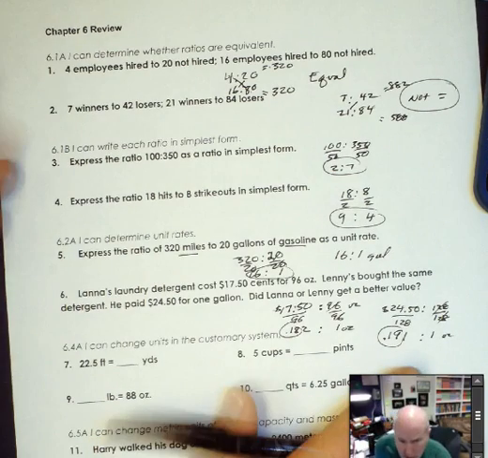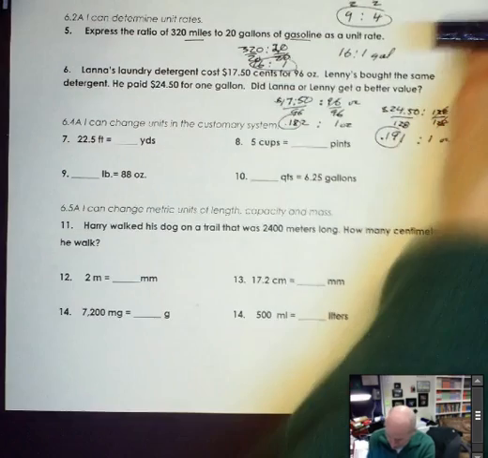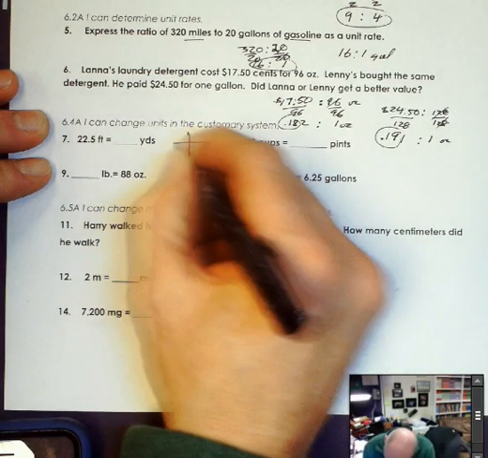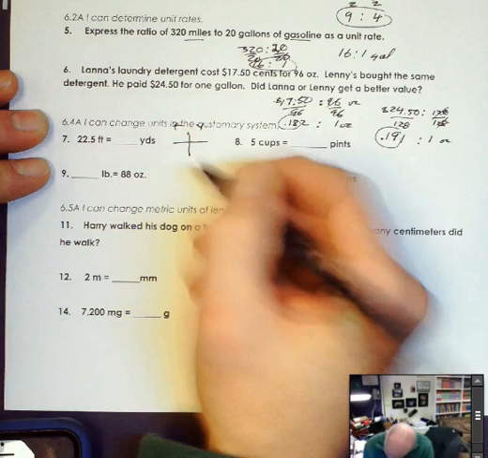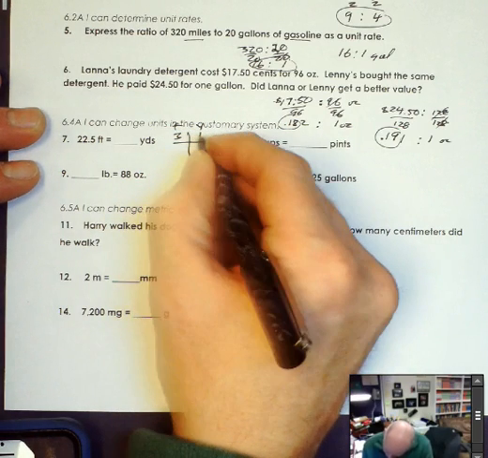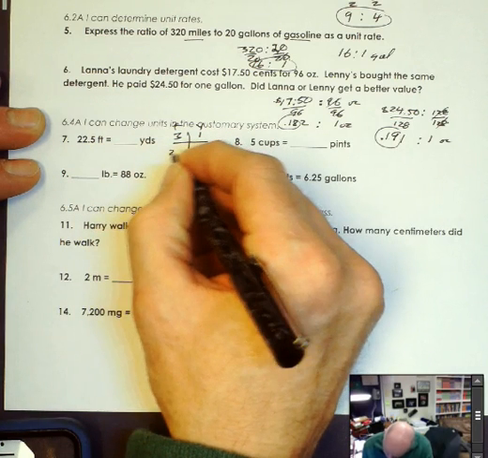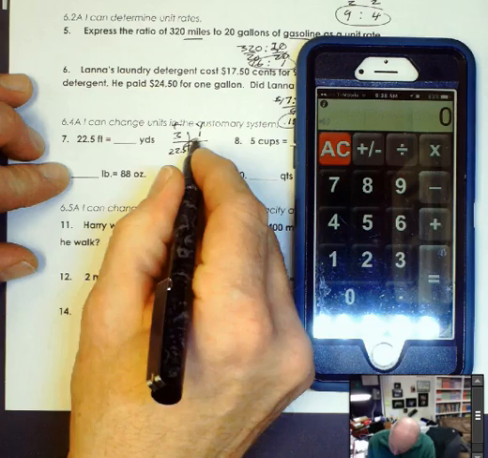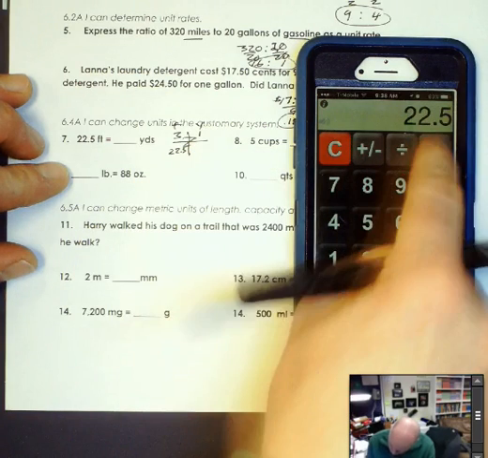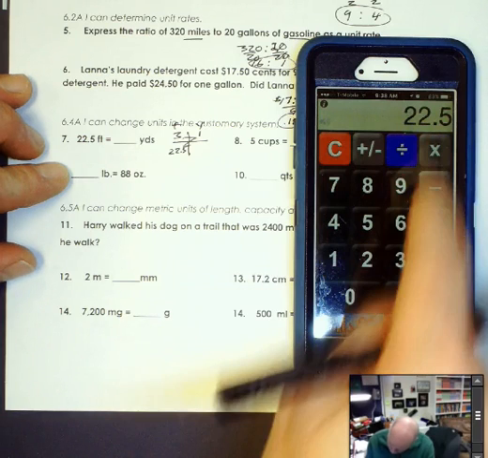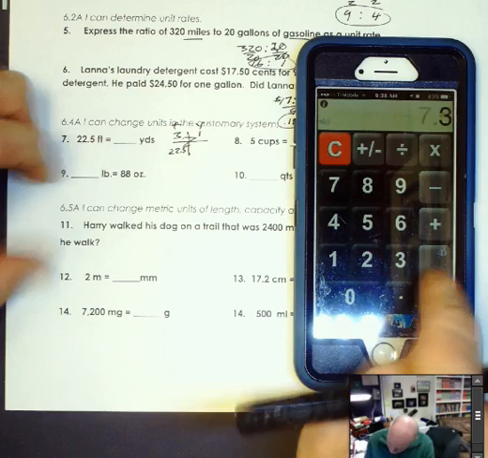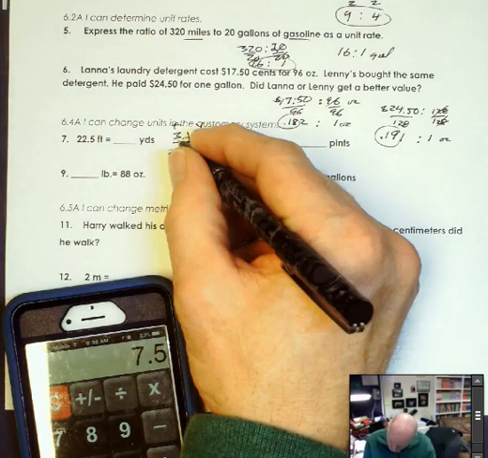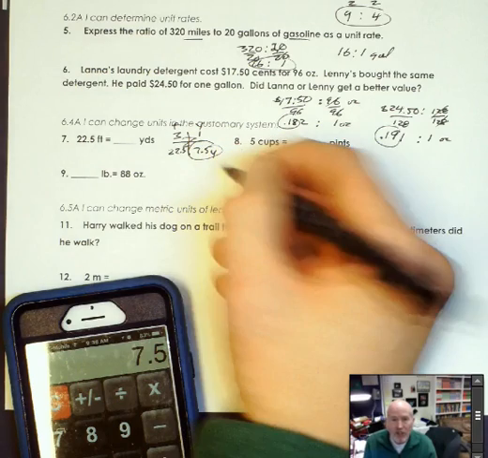All right, changing customary units. I'm going to slide this up so you can see a little bit better. We're just going to box these. We've got feet and yards, and we know that there are 3 feet in 1 yard. Here we have 22.5 feet. So I am going to do my little multiply diagonal and then divide. I'm going to take 22.5 times 1, which is of course 22.5, and then divide that by the 3, and I've got 7.5 yards. Yeah, and that makes sense. 3 feet in 1 yard, 22.5 feet would be 7.5 yards.